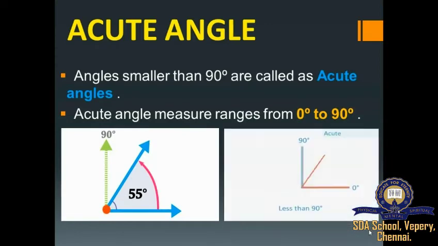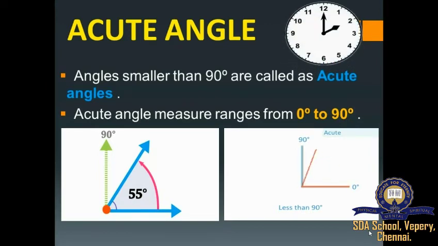These are the GIFs of acute angles. You can see that in the first figure they have mentioned 55 degrees, right? So 55 degrees is less than 90 degrees, which is an acute angle. Look at this wall clock, students. Here it is mentioned 2 o'clock. The arms of a wall clock make acute angles at several hours of a day. For example, consider 2 o'clock: the hour hand and the minute hand form an acute angle at 2 o'clock.